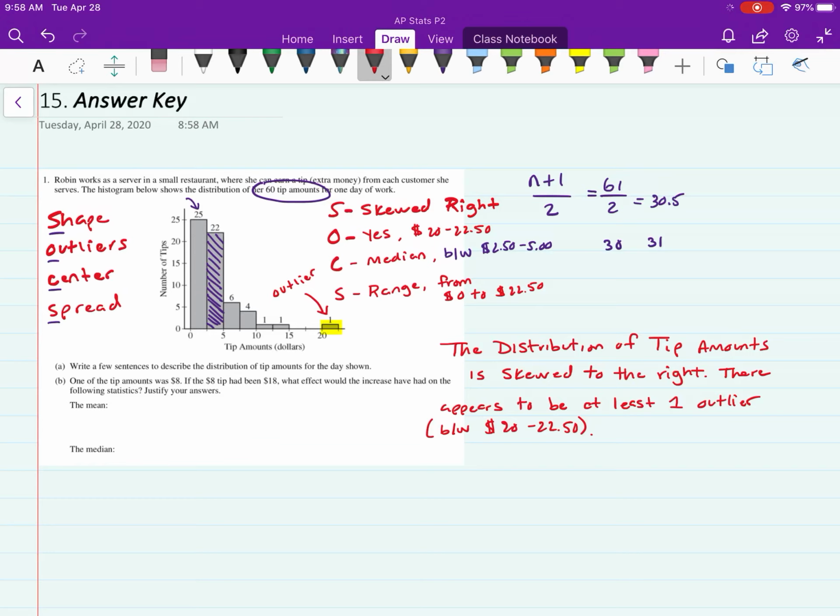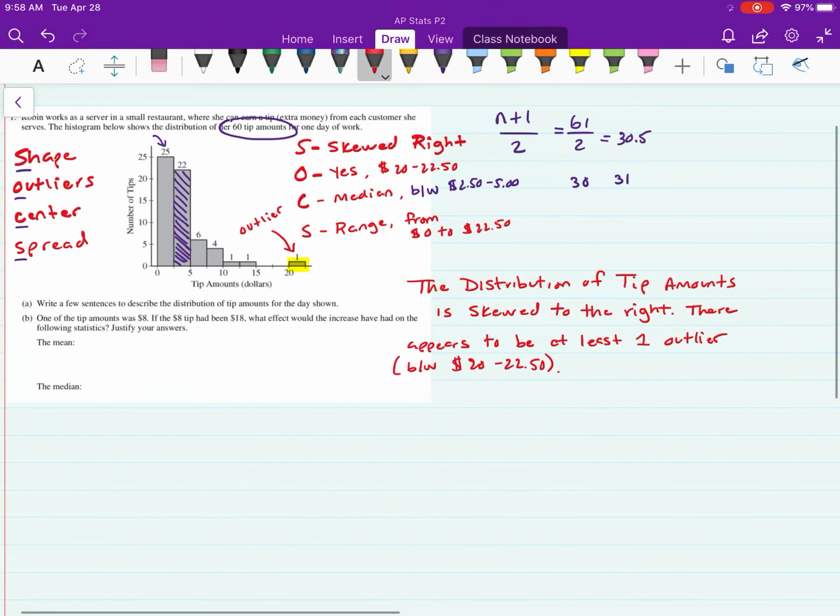And I also made sure to say that there's at least one, because I don't actually know. Well, actually, there is one there. But again, I don't want to lock myself into saying that there's only one. So saying that there's at least one is just a safer approach to this.